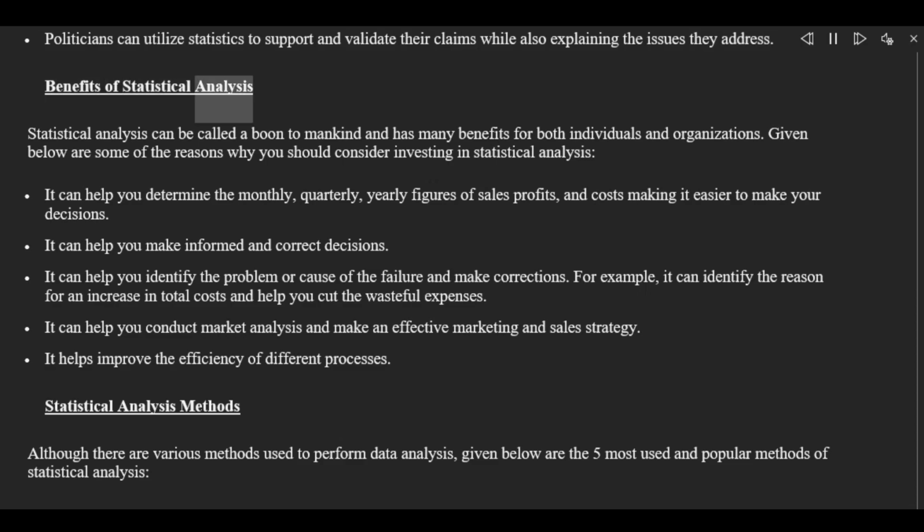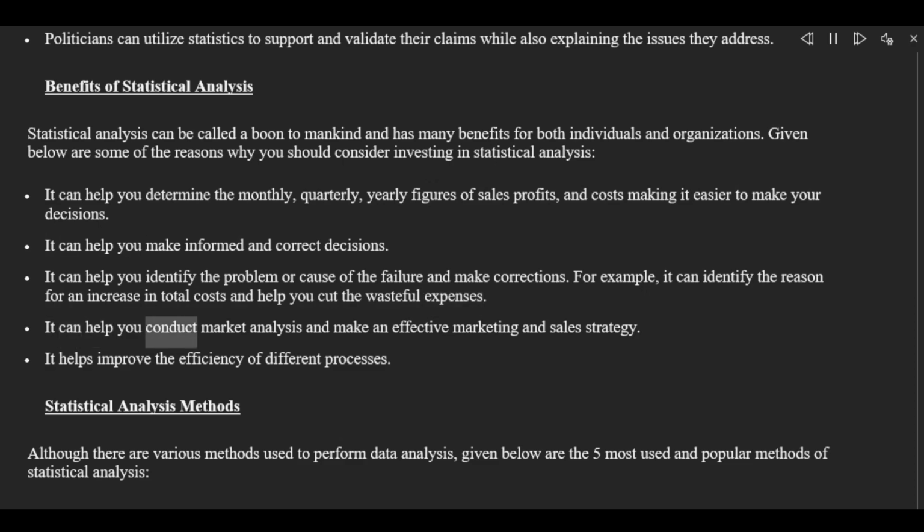Benefits of statistical analysis. Statistical analysis can be called a boon to mankind and has many benefits for both individuals and organizations. Given below are some of the reasons why you should consider investing in statistical analysis. It can help you determine the monthly, quarterly, and yearly figures of sales, profits, and costs, making it easier to make your decisions. It can help you make informed and correct decisions. It can help you identify the problem or cause of the failure and make corrections. For example, it can identify the reason for an increase in total costs and help you cut the wasteful expenses.